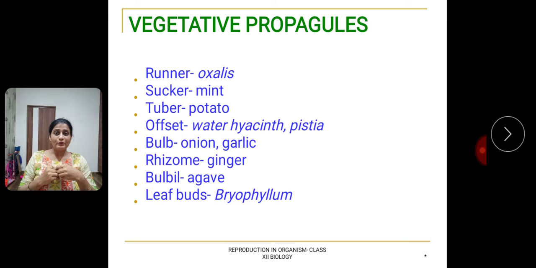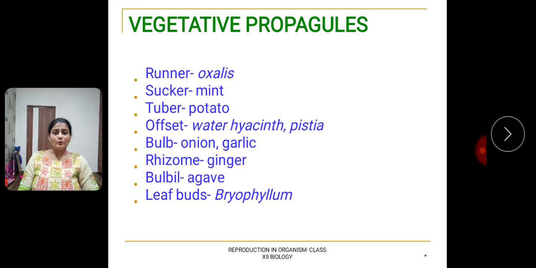Examples are sweet potato, dahlia, guava, tinospora, yam, etc. So all these plants propagate with the help of roots. Root is the vegetative part of the plant, as from the root the new plant is developed with the help of a vegetative propagule called root, which develops into slip. It is known as vegetative propagation.